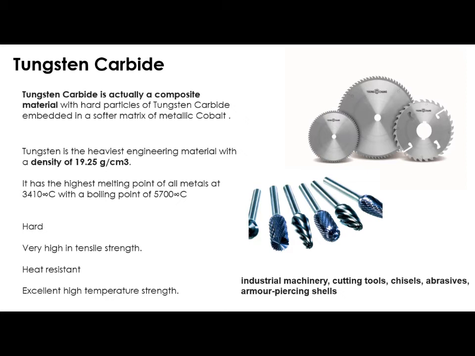So tungsten carbide is used for industrial machinery, cutting tools, the edges of chisels, the edges of saw blades and lathe tools, because it is extremely hard, it has very high tensile strength, it's very heat resistant, and it's really good in high temperature conditions. So tungsten carbide is basically a posh material used on the cutting tips of saws and drills and things like that.